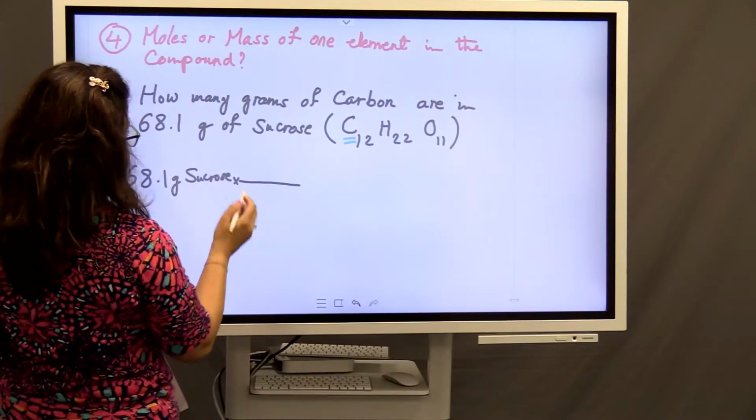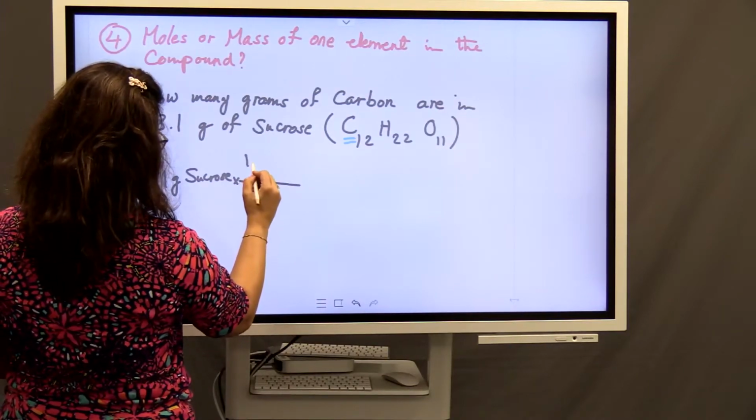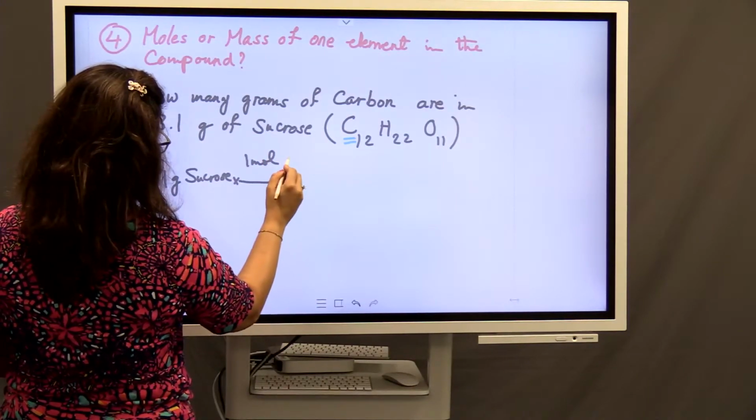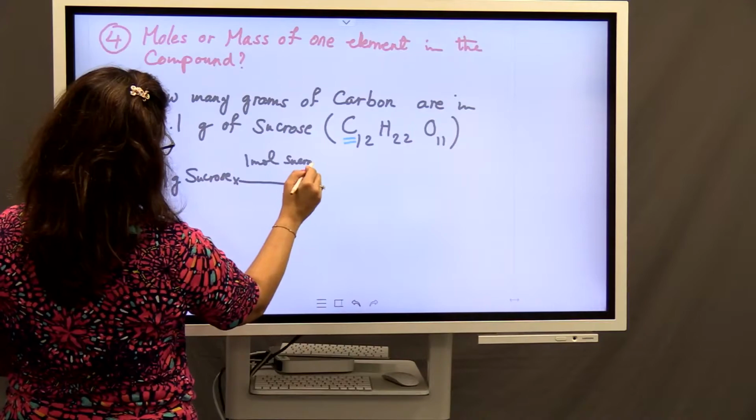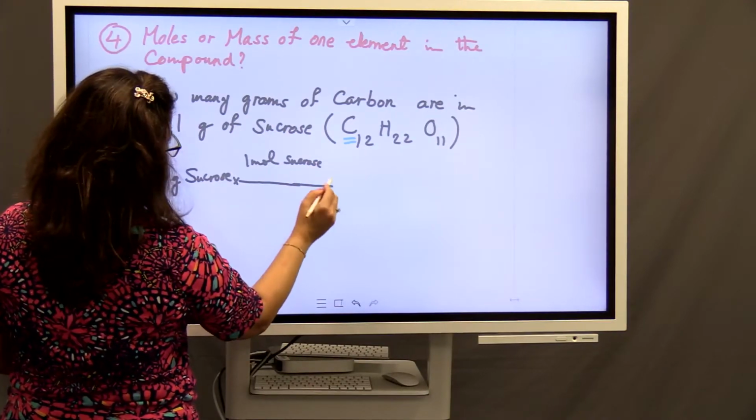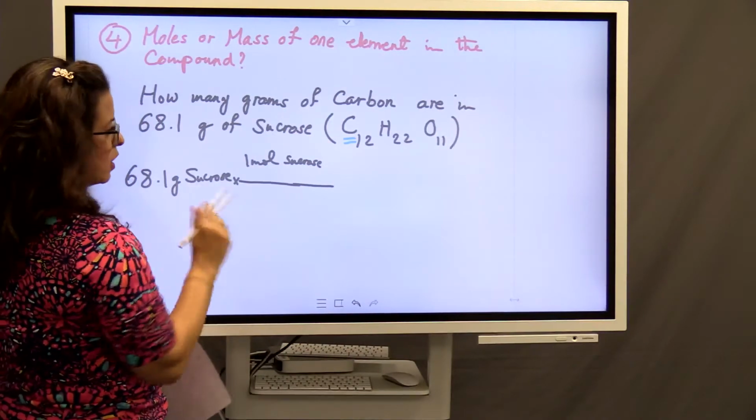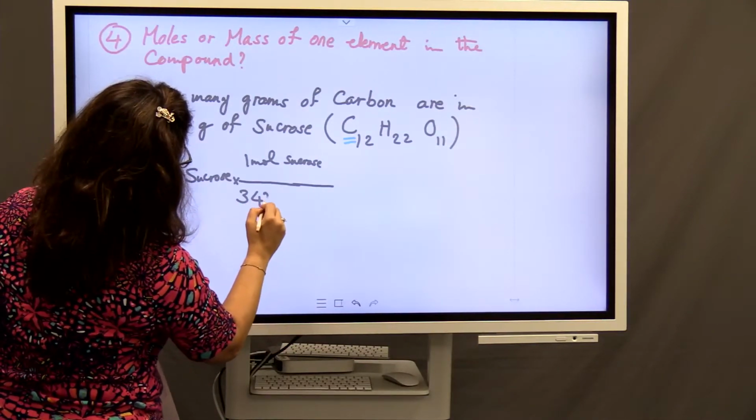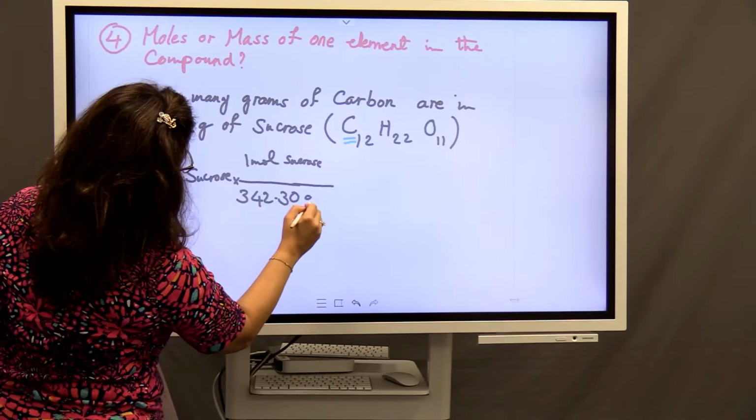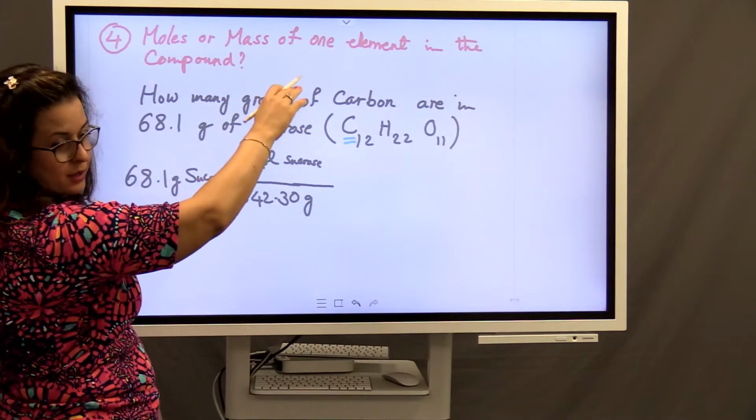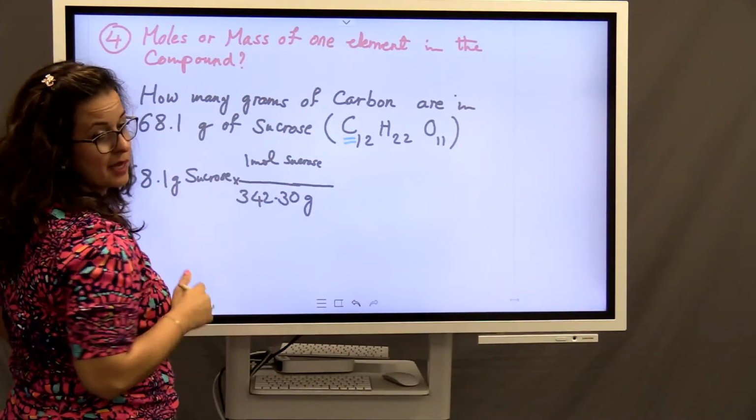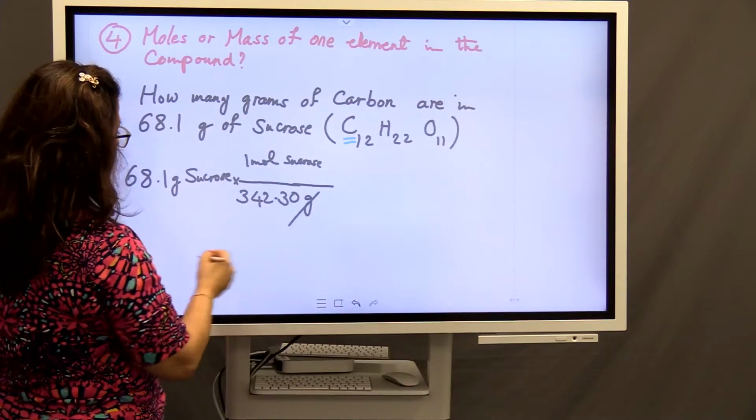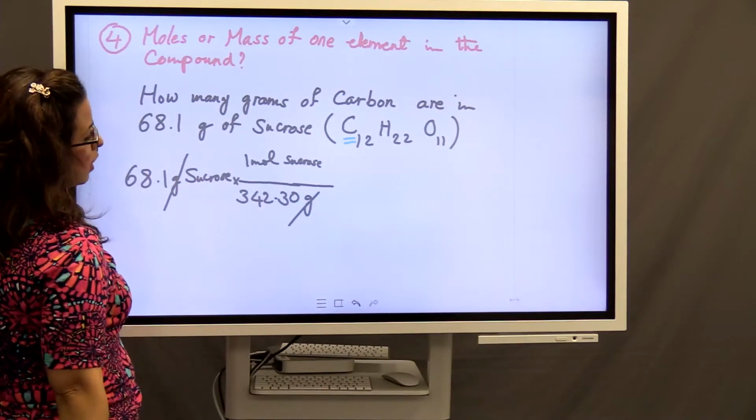So in 1 mole of sucrose, you need to change it to number of moles. So calculate the molar mass of sucrose, which is 342.30. Calculate it: 12 carbons plus 22 hydrogens plus 11 oxygens. So grams and grams are canceled.